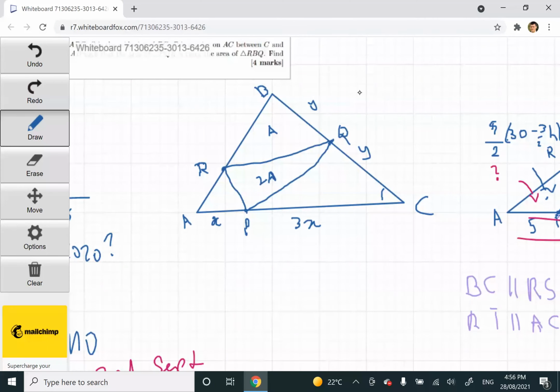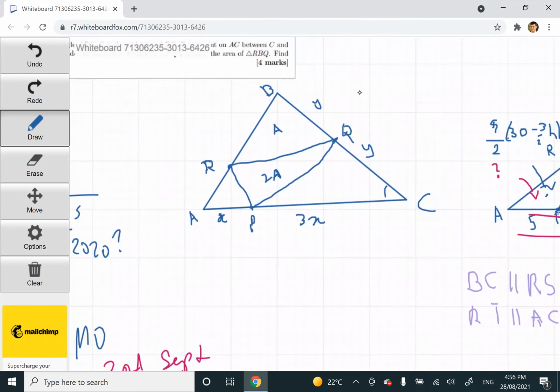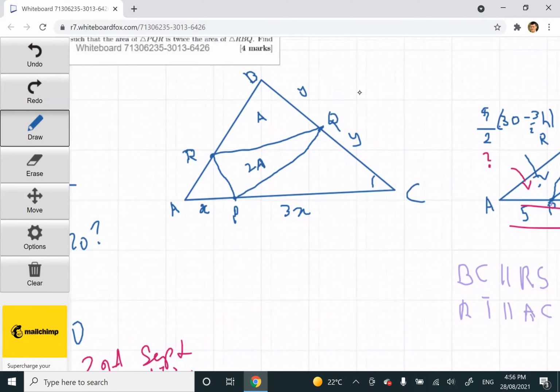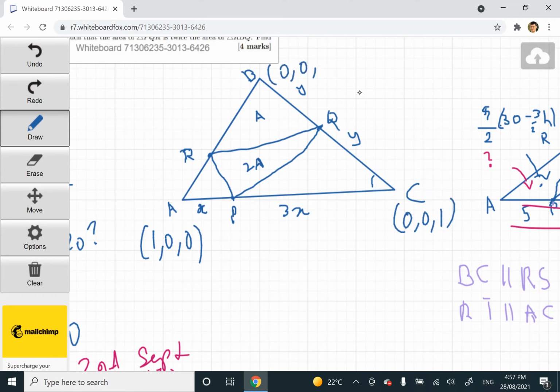So if you look at this diagram, the coordinates of A are 1, 0, 0. Coordinates of C are 0, 0, 1. Coordinates of B are 0, 1, 0. So this is picking a reference triangle. Okay.